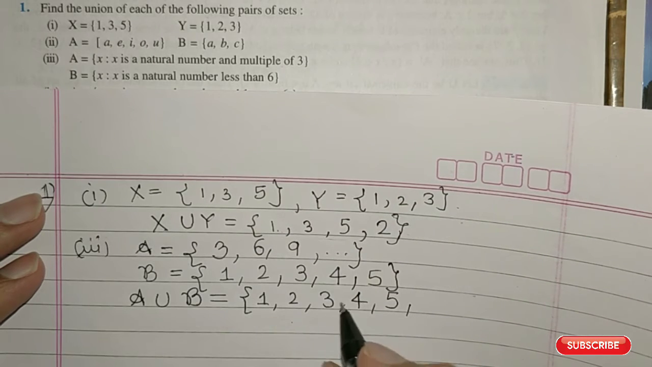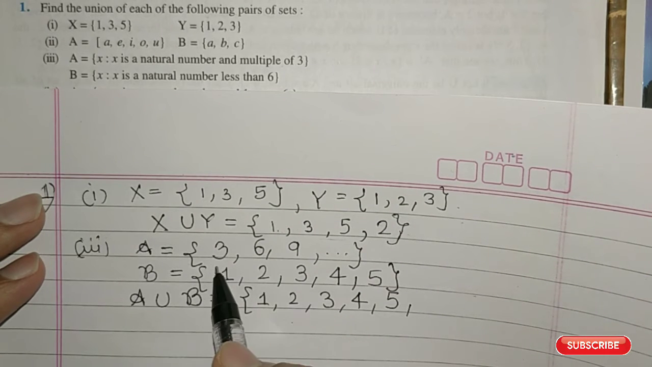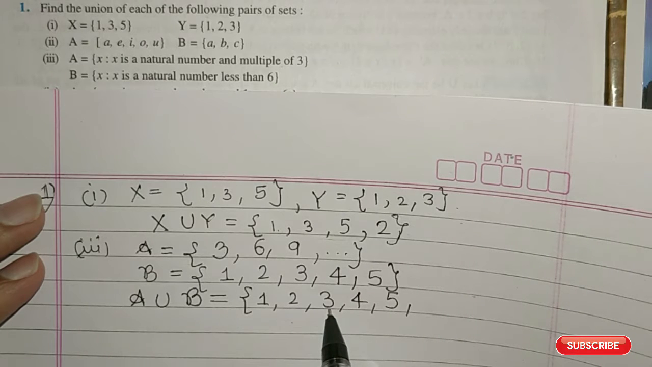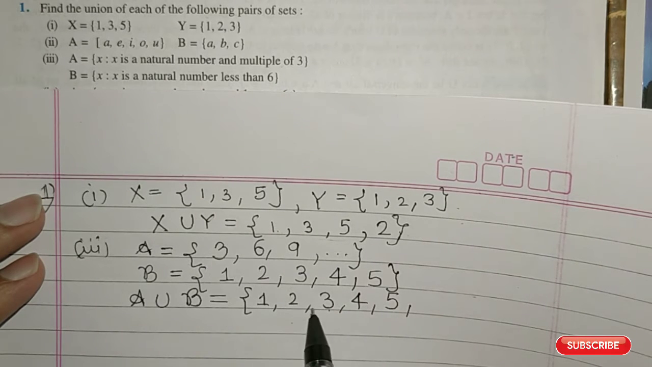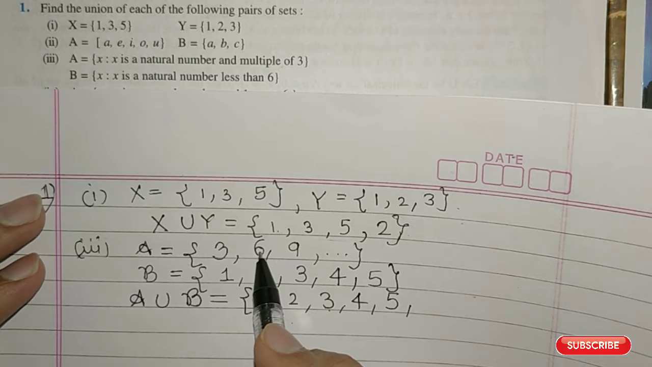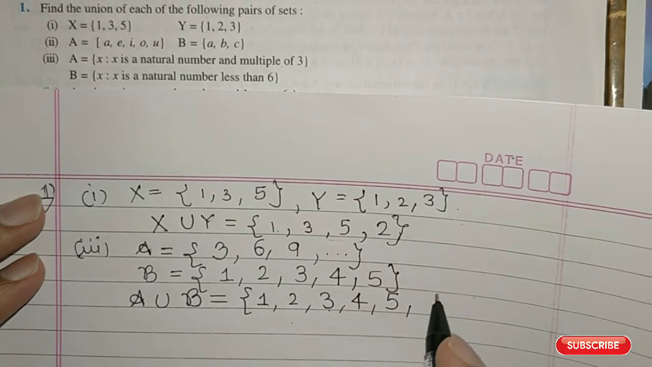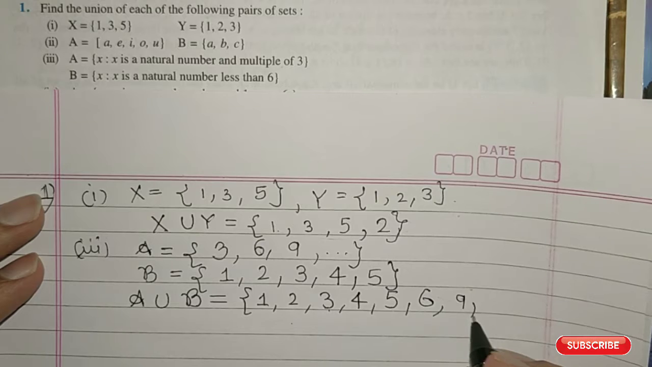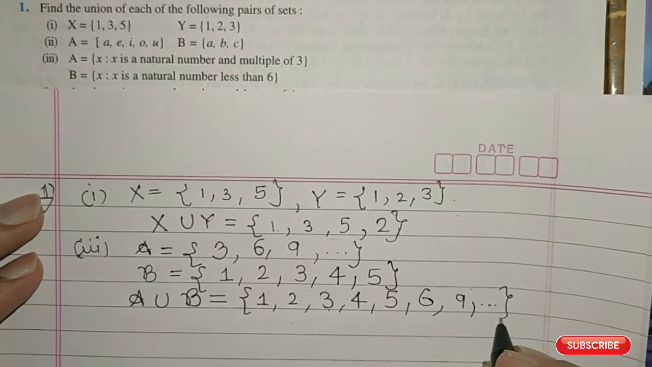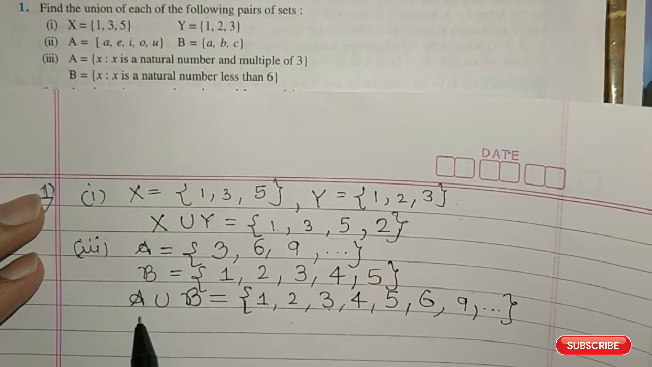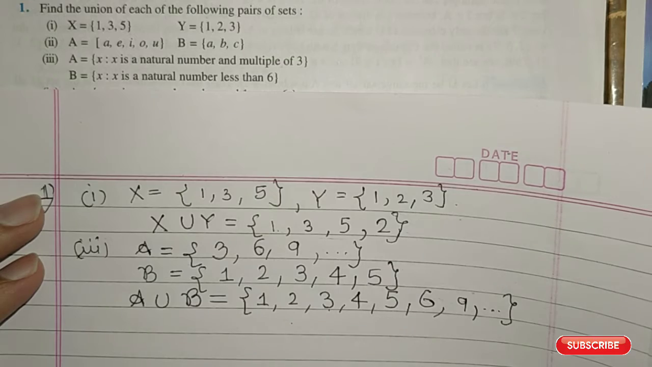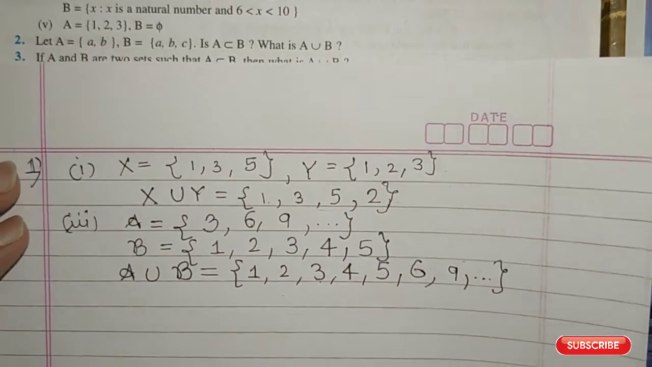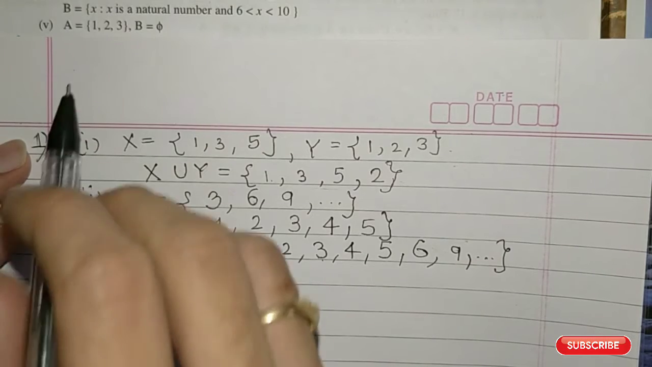Now you go to the set A. So set A has first the element 3 here, right. So 3 is already written here. Then you go to the next element. So 6 is not written, so 6 is there, then 9 and so on. Okay, so this will be the set A union B. Now let us look at the fifth problem.